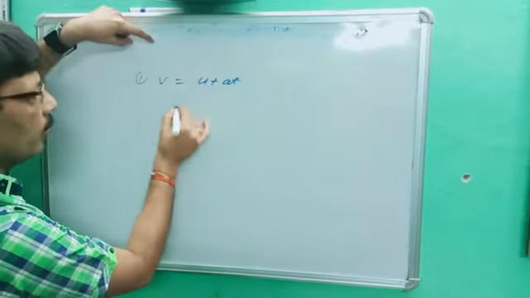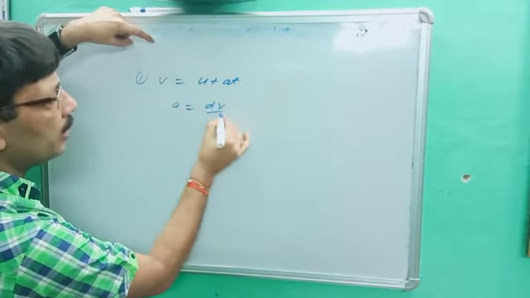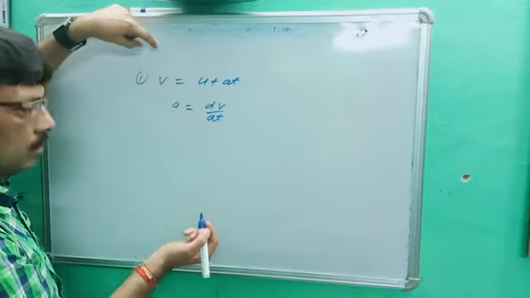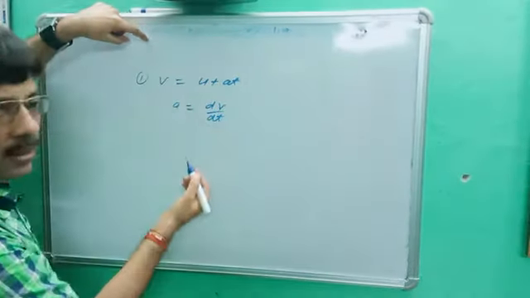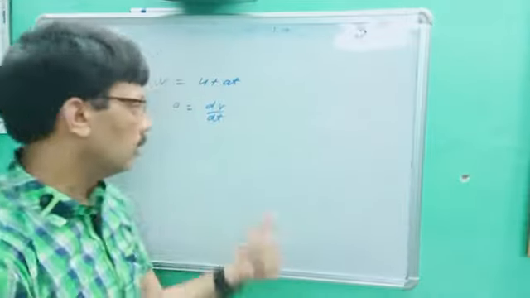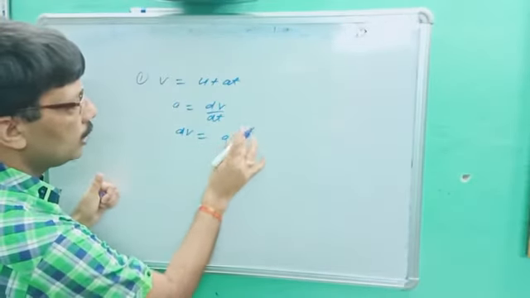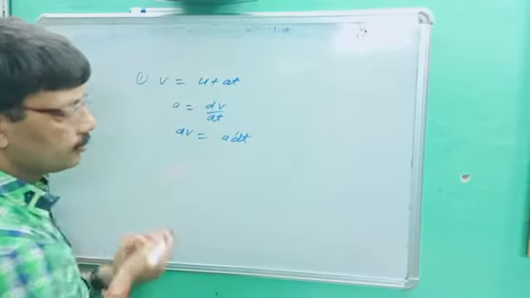First, A is equal to dV upon dt. We have to start from here because this is the velocity and time graph. The rate of change in velocity is called acceleration. Now cross multiply, what do we get here? dV is equal to A dt.